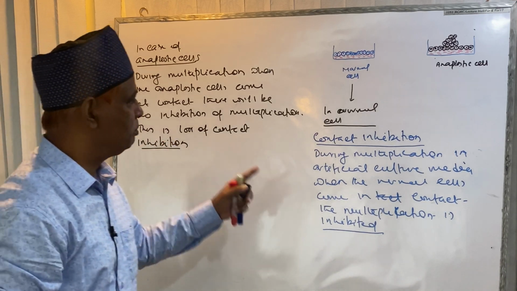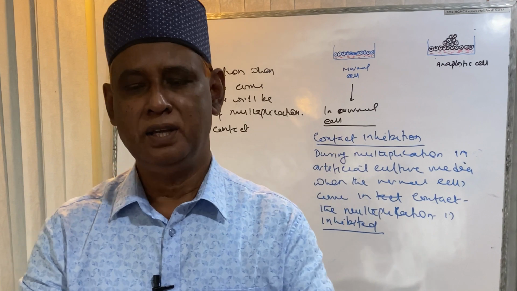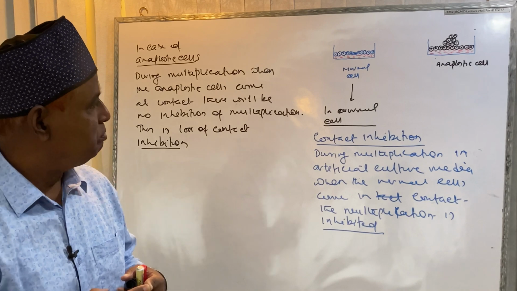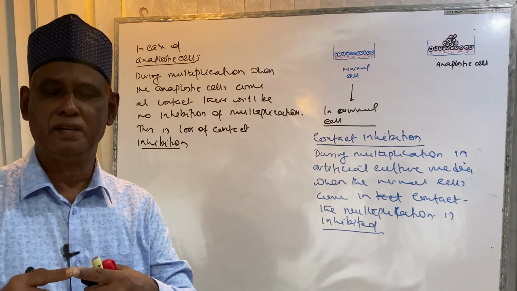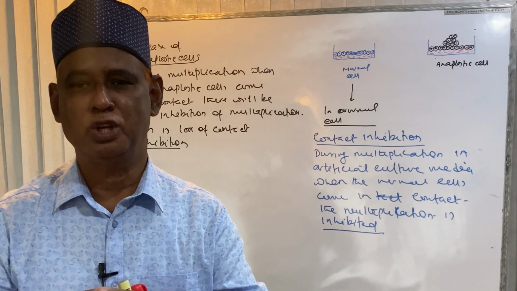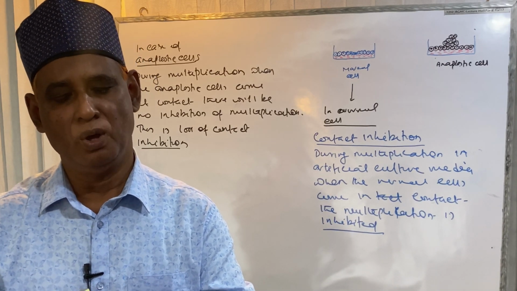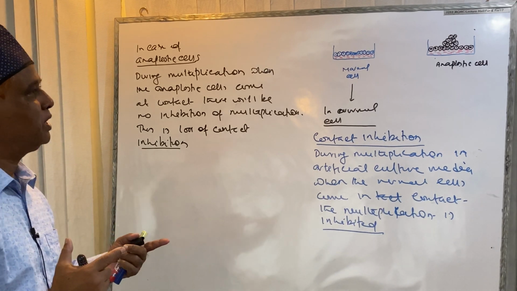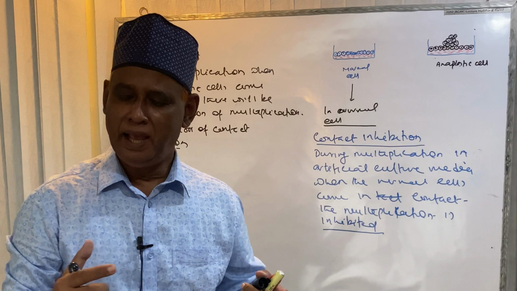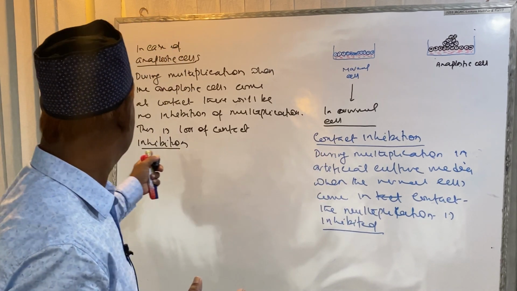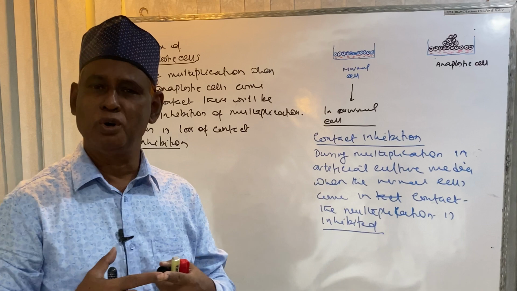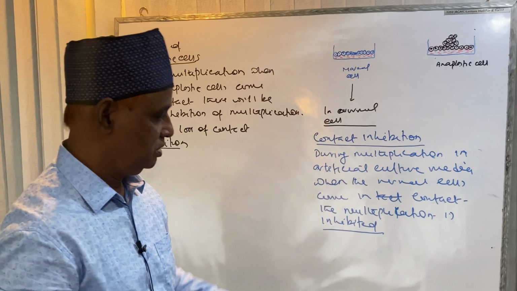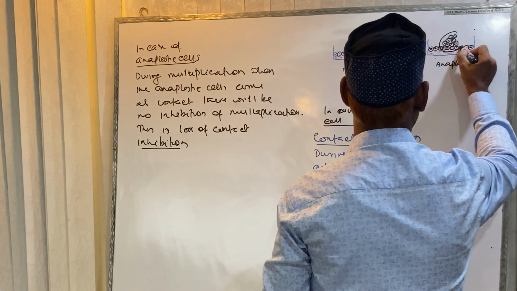Again, in case of normal cells, when the cells come in contact, multiplication is inhibited. This is contact inhibition. But in case of malignant cells, when they come in contact, there will be no inhibition of multiplication. So this is loss of contact inhibition. Dear audience, you know neoplasm is nothing but abnormal mass. As the malignant cells continue to grow after coming in contact, there is formation of abnormal mass.